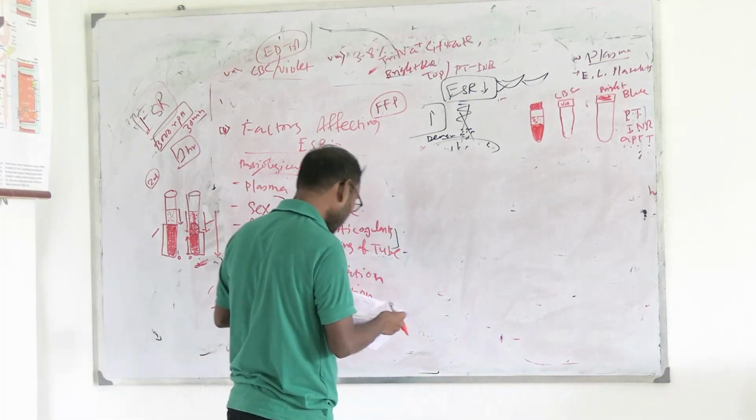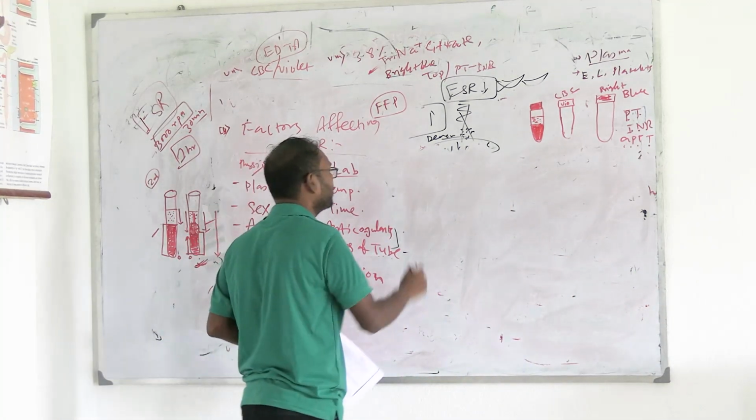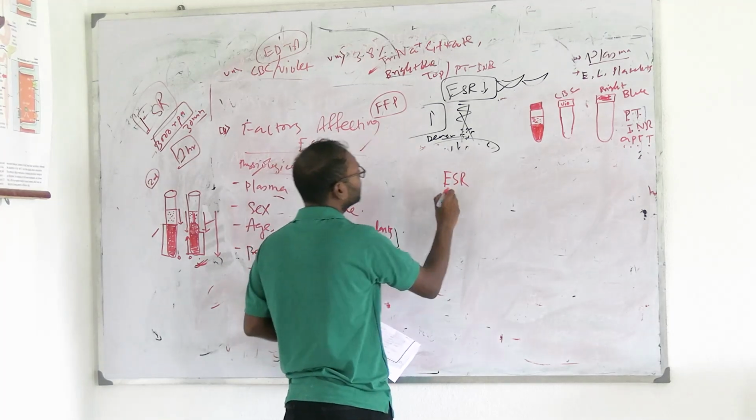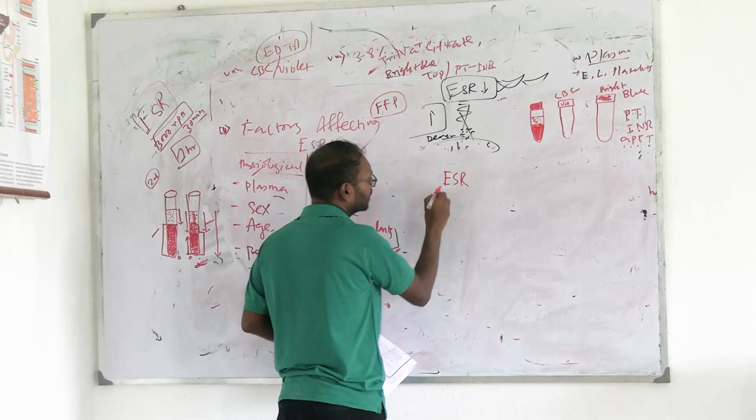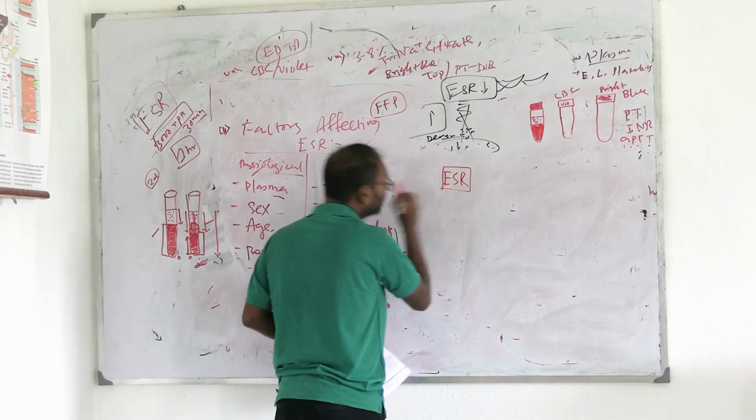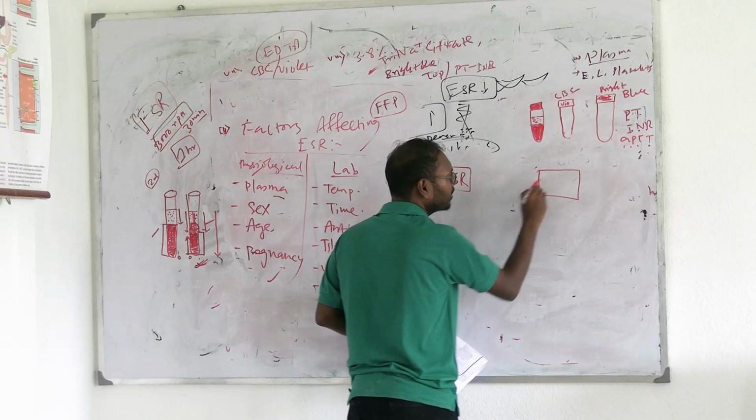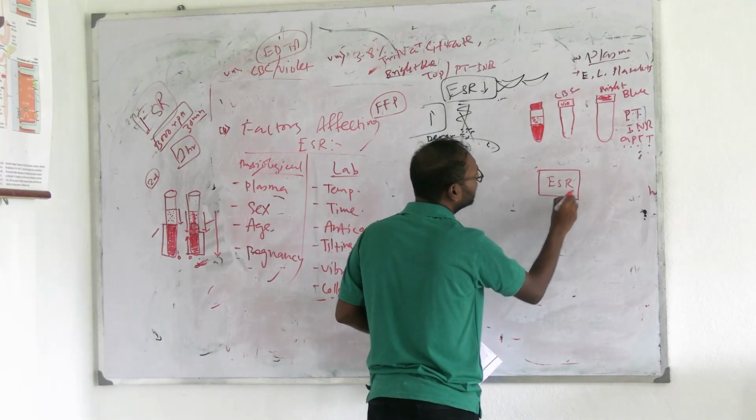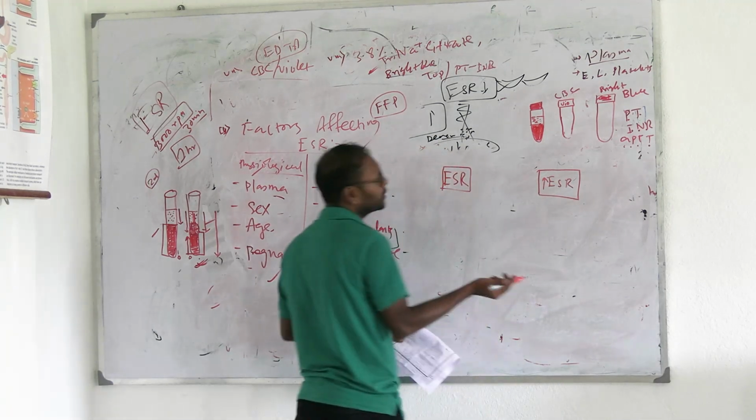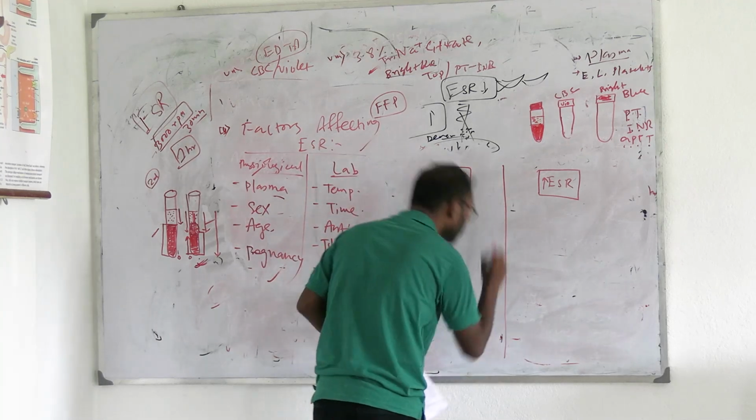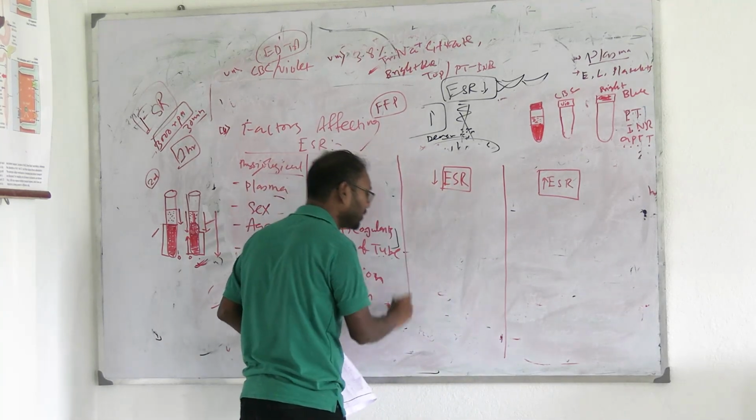Now, what are the factors affecting ESR? Sorry, not affecting, we have already done the factors. What are the pathological conditions that can have deranged ESR values? So ESR can be higher, can be lower. So there must be some conditions when ESR is higher. There must be some conditions when ESR is lower. What are those? And why? We need to know the why.